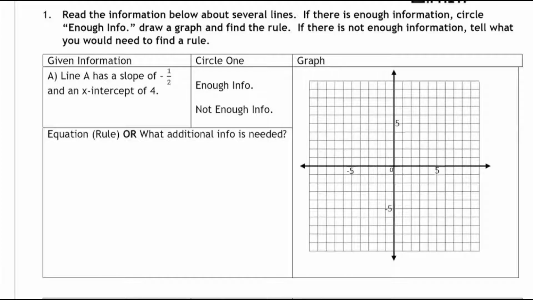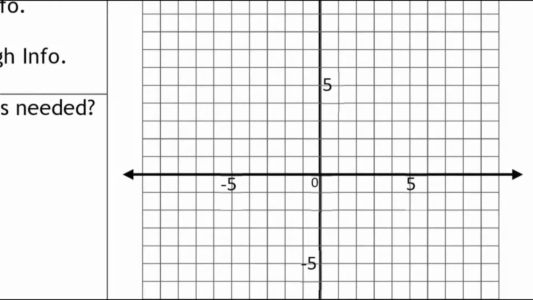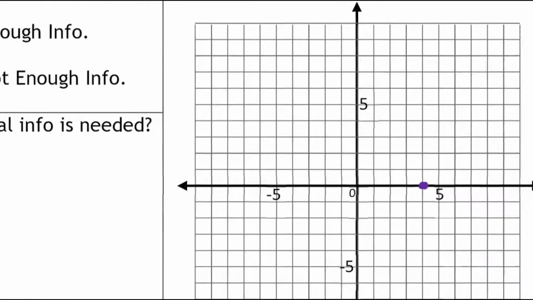So on this first one, I'm given an x-intercept and I'm given a slope. So because of that, I would say that's a point and it is a slope. So I think that's enough information. It says the x-intercept is at 4, so that means it's the point 4, 0. So this is a point that's known on the graph, right? X is 4, y is 0, and it says that the slope is negative 1/2.